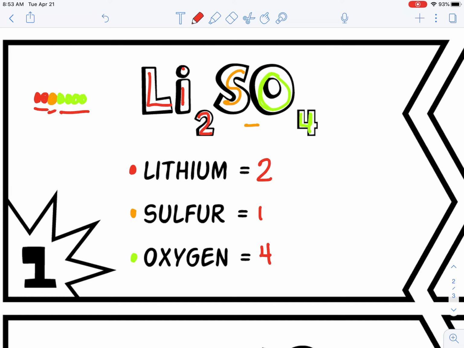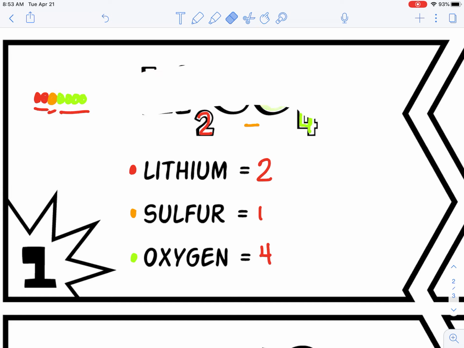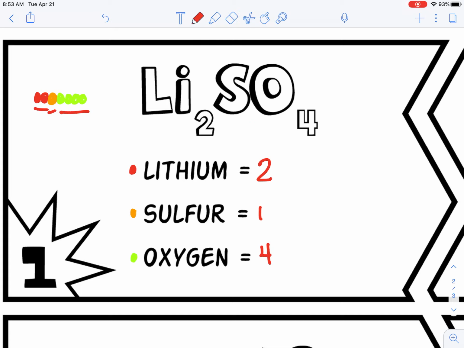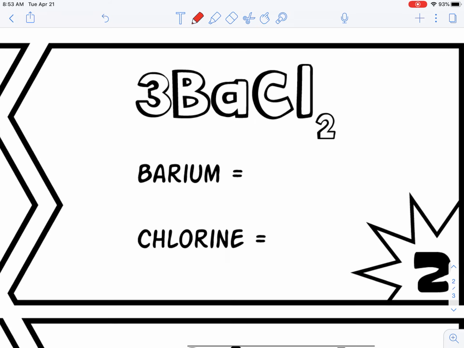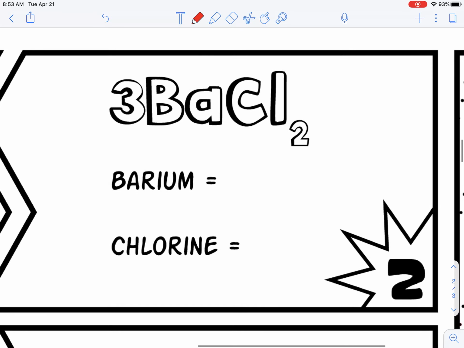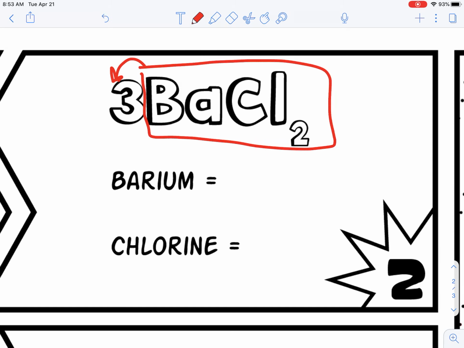And if I wanted to just look at my formula and do the math, I would see the same thing. I have 2 lithiums, 1 sulfur, and 4 oxygens. That one was pretty straightforward. If I look at problem number 2, now I have some coefficients. So I always try to figure out what's here first and then just multiply it by 3.